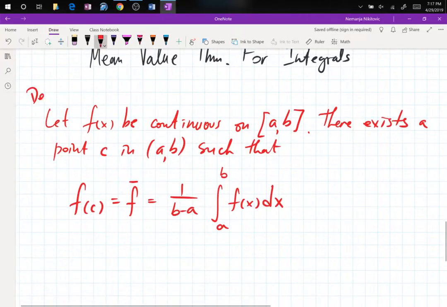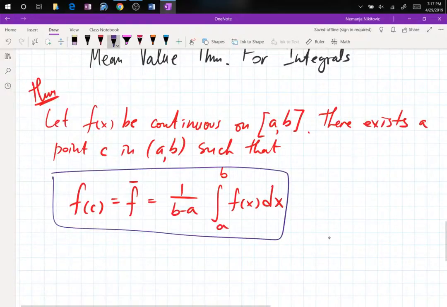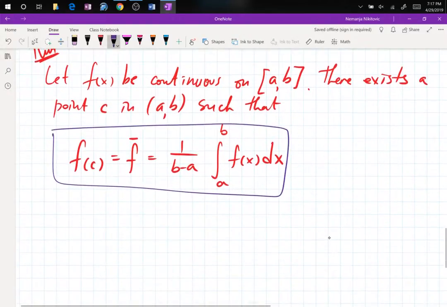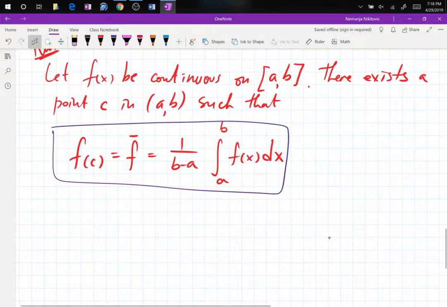So this is your definition, I mean the theorem, the mean value theorem. This over here is called the average value.